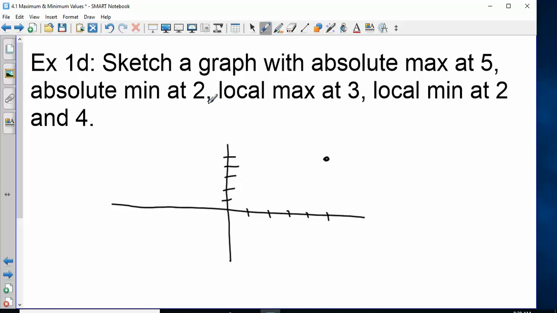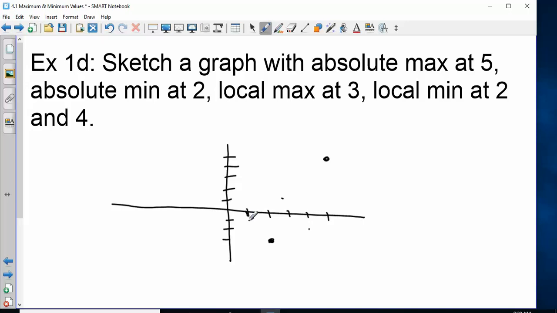Okay. Absolute min at 2. So when x is 2, I have to have my lowest point on the graph. Local max at 3. So I need a local max. It can't be higher than this one. And I need mins at 2 and 4. Now this one is an absolute min already. If it's also a local min, that just means it can't be the endpoint. So I have to have some points to the side. And also when x is 4, I need a min.